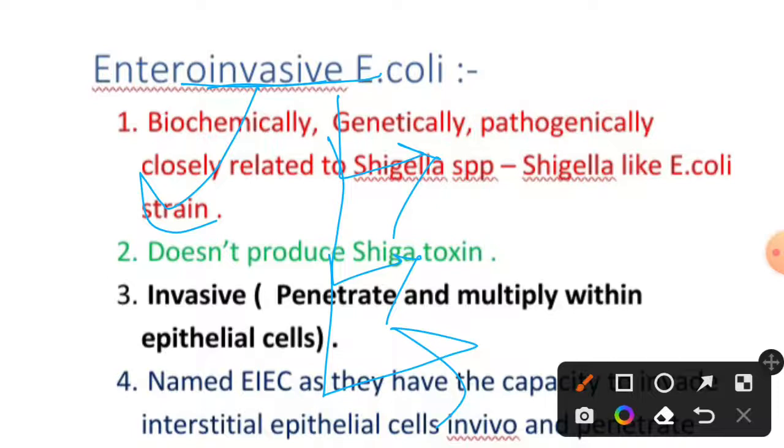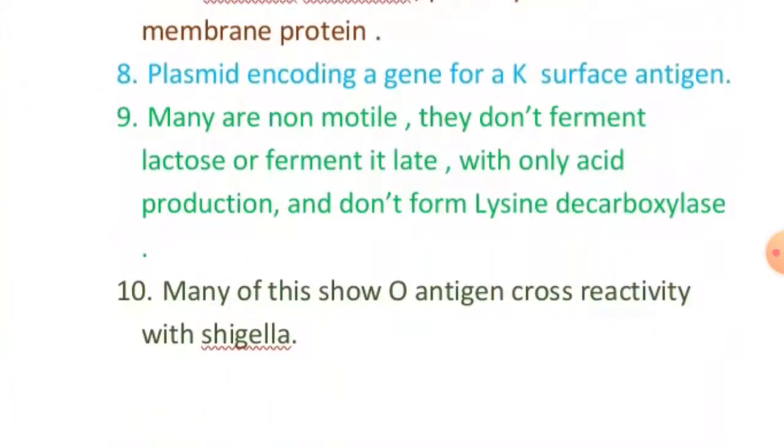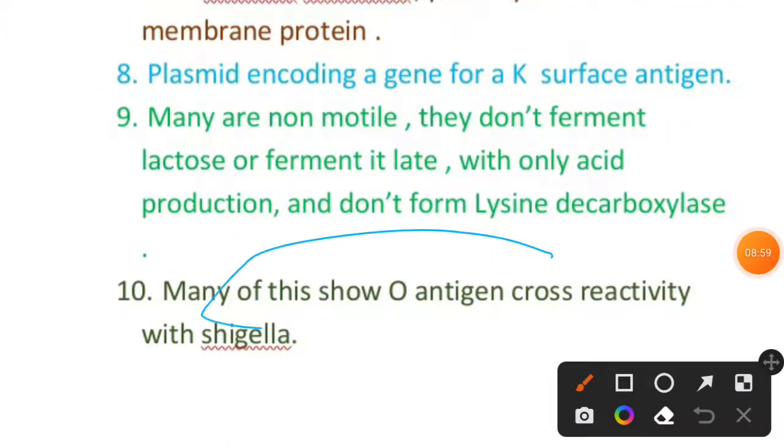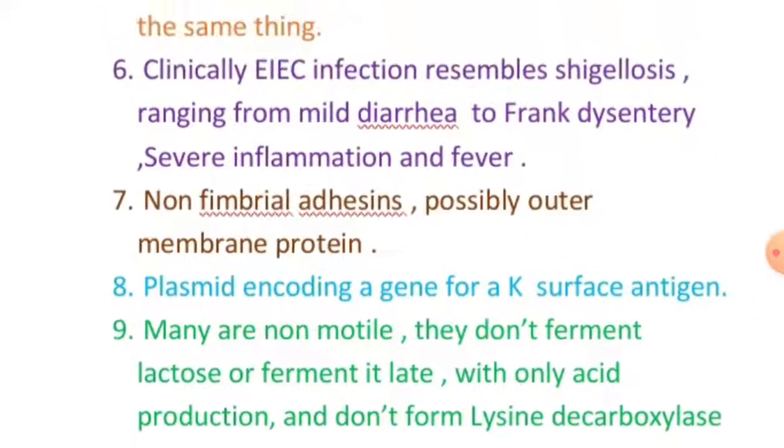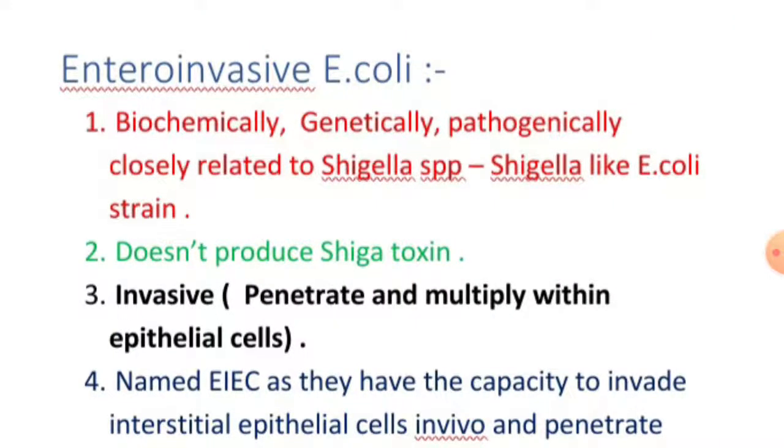They may show cross reactivity. Many of these show O antigen cross reactivity with Shigella, and I have explained what that is. Many of them are non-motile and they do not ferment lactose or ferment it late with only acid production, and they do not form any lysine decarboxylase. So that is the total idea of enteroinvasive E. coli. I hope this video will be helpful to you.